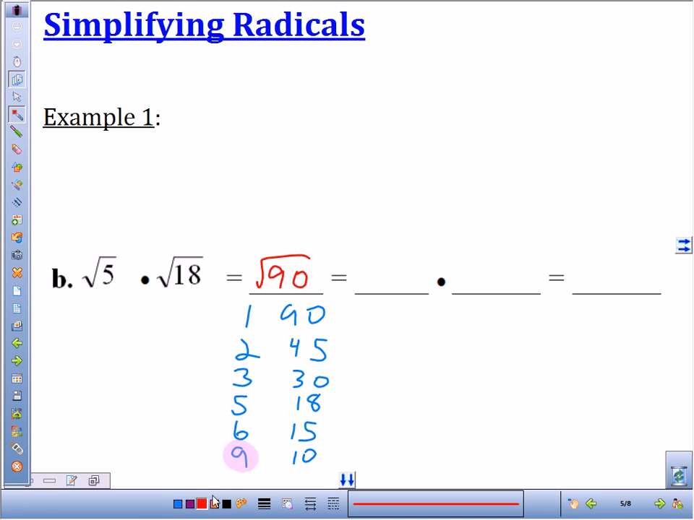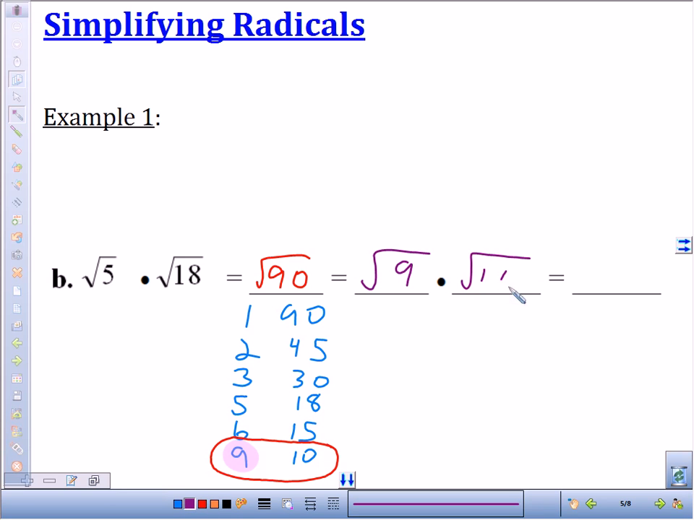Since 9 is the biggest perfect square factor, I want to split the square root of 90 into 9 times 10. So that's what I'm going to do. I will have the square root of 9 times the square root of 10. And of course, the square root of 9, we shall be aware, is 3. So the square root of 9 becomes 3. The square root of 10, I know it doesn't contain any perfect square factors, so this is my simplified radical.